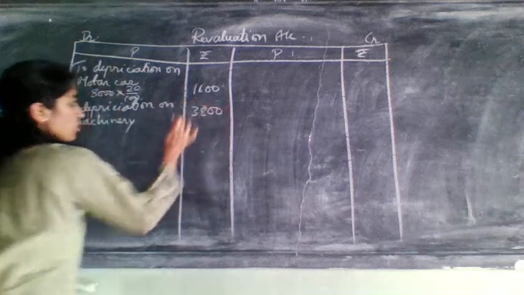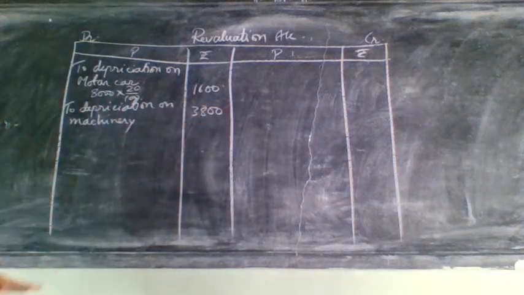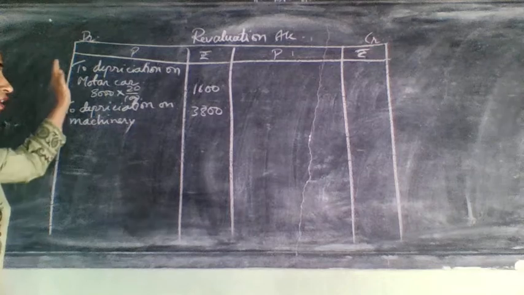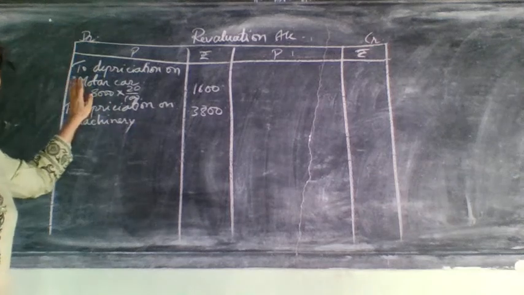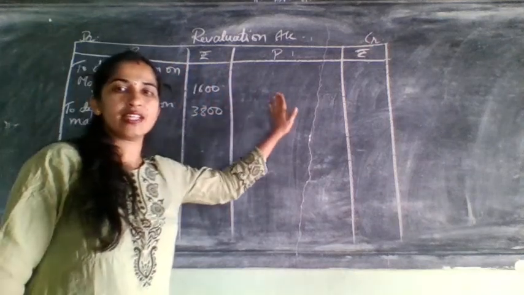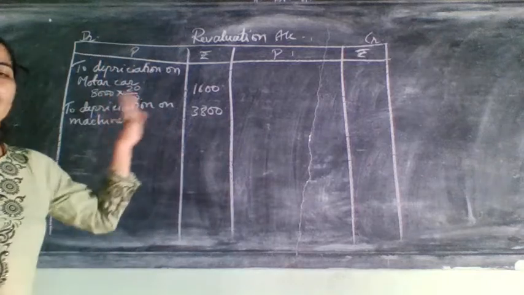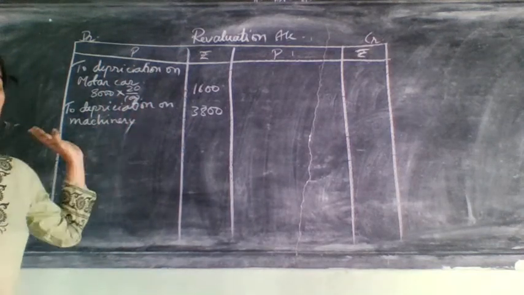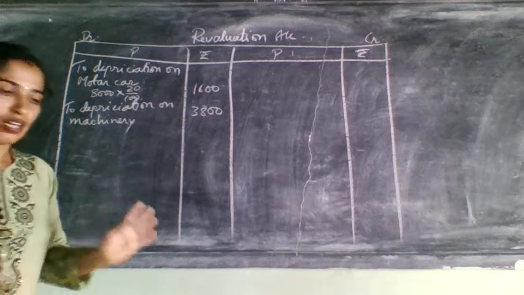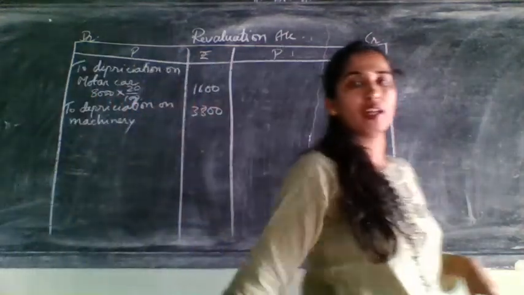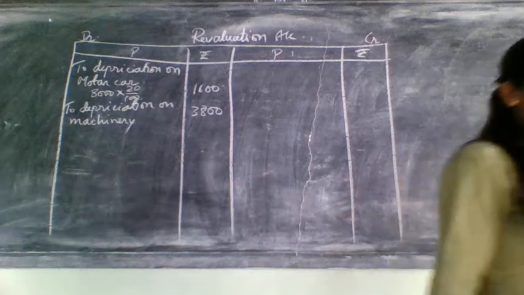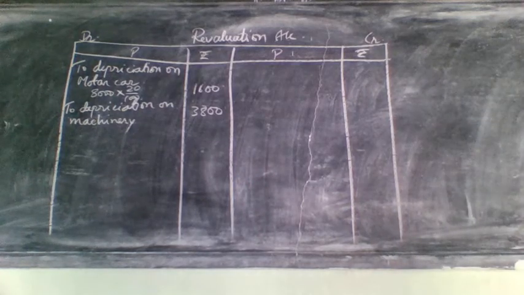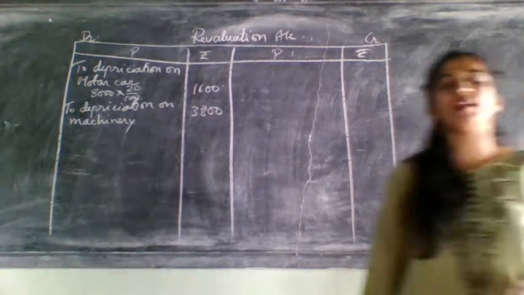Remember, student, when you are preparing the revaluation account, keep this in mind: depreciation is always debit, appreciation is always credit. These two are common in almost all the problems. If you are able to write this one, half of your work is over in the revaluation account. Okay.